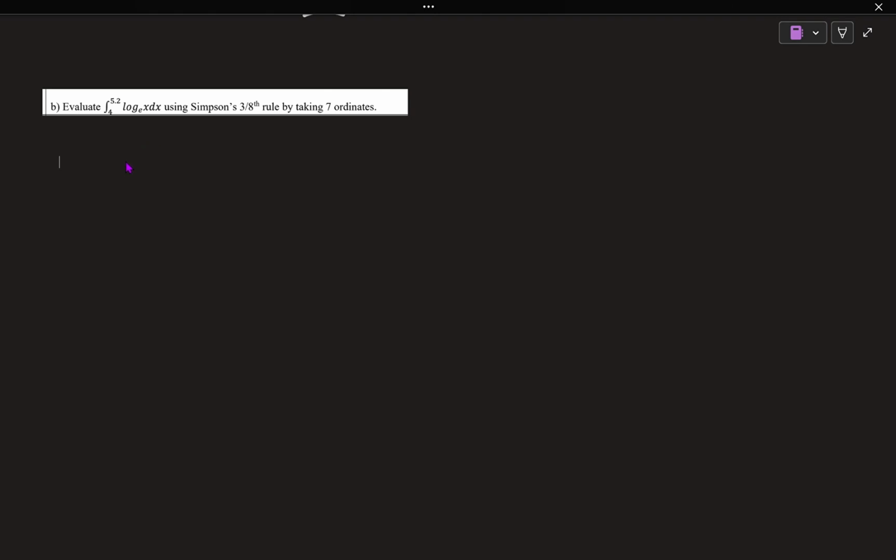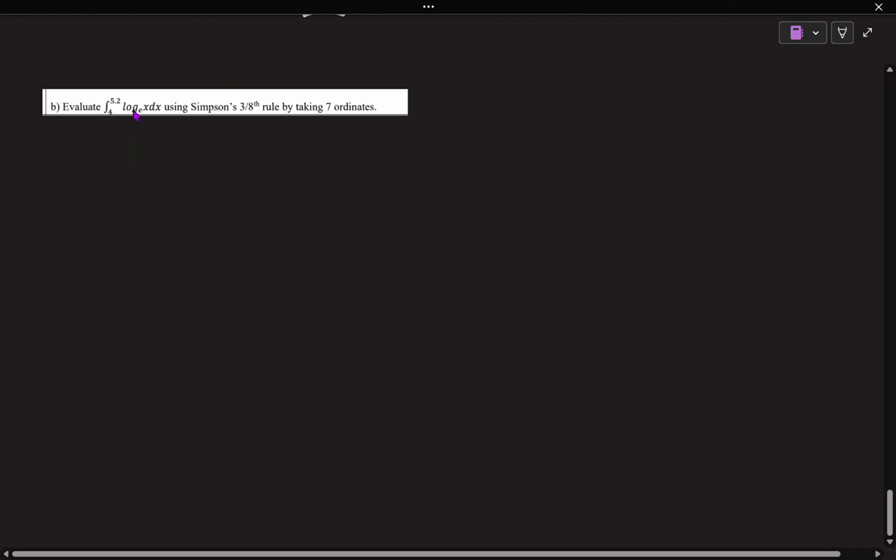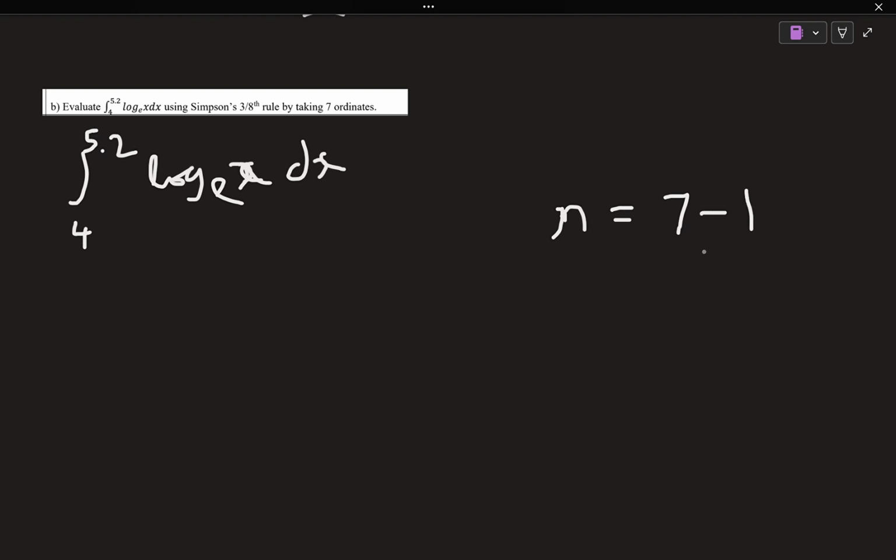Okay, so now we'll continue with Simpson's 3 by 8th rule. According to this question, we need to find the integral from 4 to 5.2 of log base e of x dx, using Simpson's 3 by 8th rule taking 7 ordinates. Usually, when the question mentions ordinates, they have given 7 ordinates. That means the n value will be the number of ordinates given minus 1. So 7 minus 1, my value of n will be 6. So whenever you see the word ordinates, you need to subtract 1 from it to get the value of n.